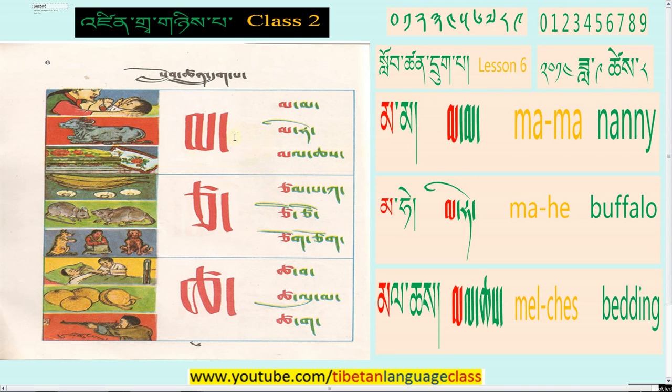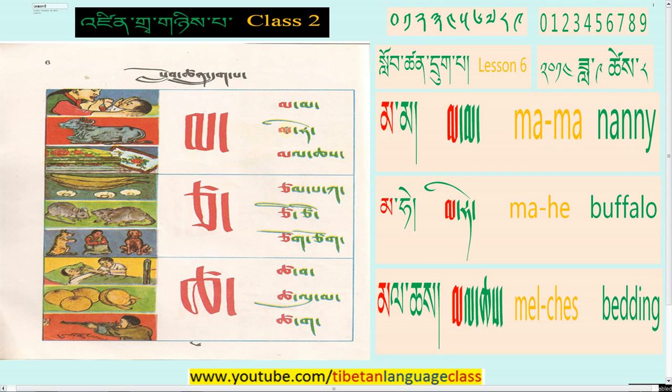And in this lesson we are going to be dealing with the next 3 set of letters. It's ma, tsa, and tsa. And then as with the previous chapters, lessons, we have 3 examples for each of these 3 letters. So the first example is ma, mama. Mama, meaning nanny, as you can see in the picture.